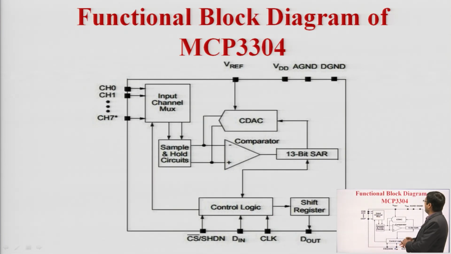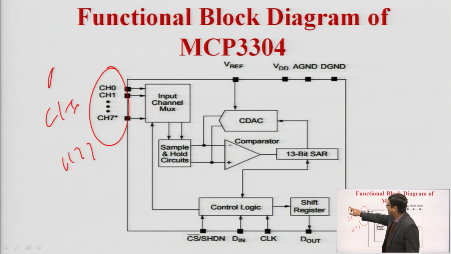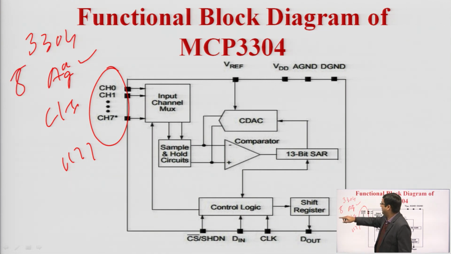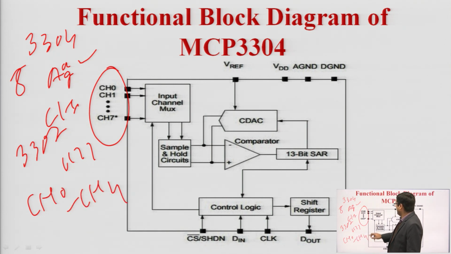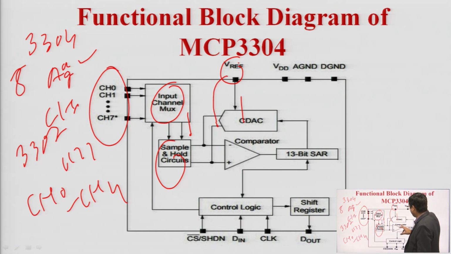This is the functional block diagram of MCP 3304. In this functional block diagram, input is provided by CH0 to CH7. That is, analog inputs are provided through this, analog inputs, not digital inputs. So, in 3304 there are 8 analog inputs, and in 3302 there are 5 analog inputs, that is CH0 to CH4. These inputs are provided to the input channel multiplexer. Further, they store the data into a sample and hold circuit. V reference is applied to the CDAC, and the comparator compares the V reference voltage, which is also an analog voltage, with the sample and hold circuit, and the result is further provided to the 13-bit successive approximation register.